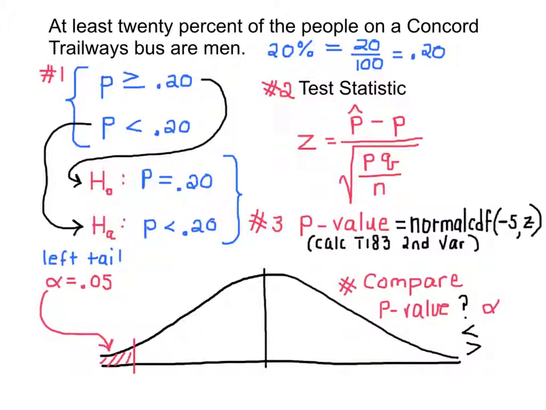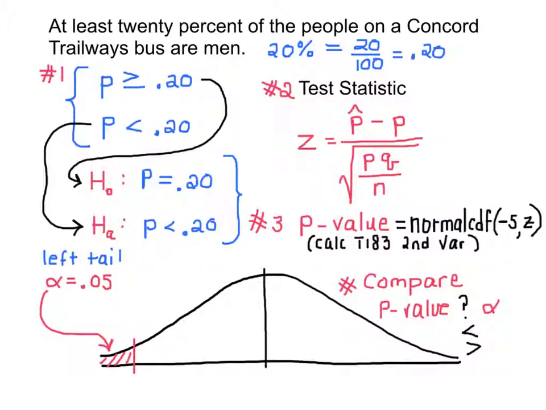If you think about it, if the p-value is less than alpha, it falls inside the left tail. And if it falls inside the left tail, then we reject the null hypothesis because p appears to be less than 0.20. So we reject the null hypothesis and we support the alternative hypothesis.